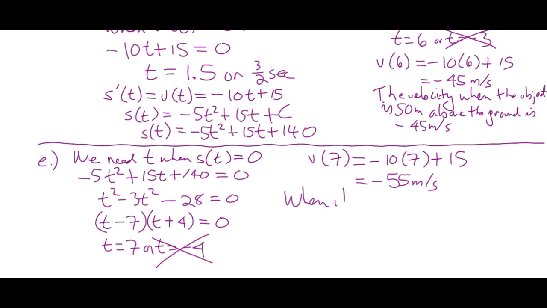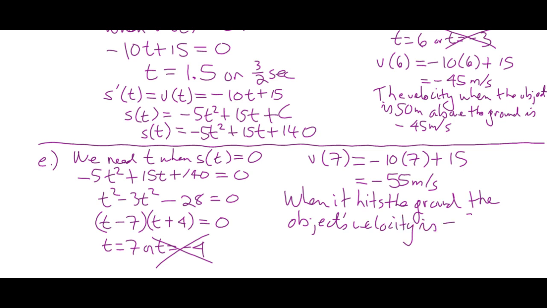So when it hits the ground, the object's velocity. Make sure you have the appropriate signs, positives and negatives, since the object is being thrown up into the air. I think it's a good idea, with any word problem, to write it out: when this happens, this is what's going on.